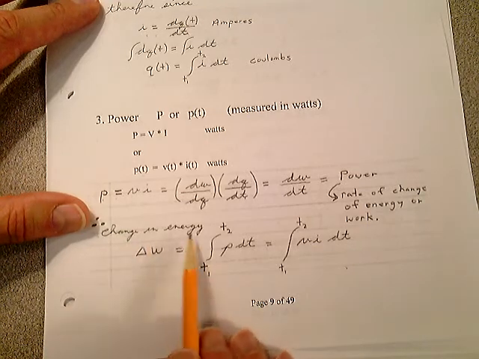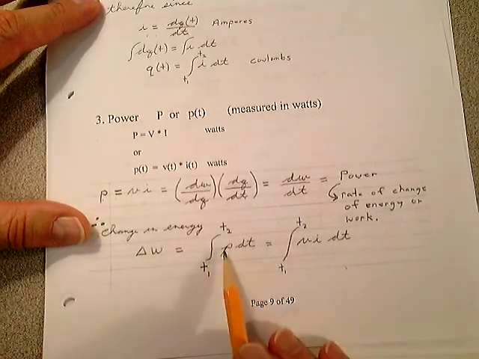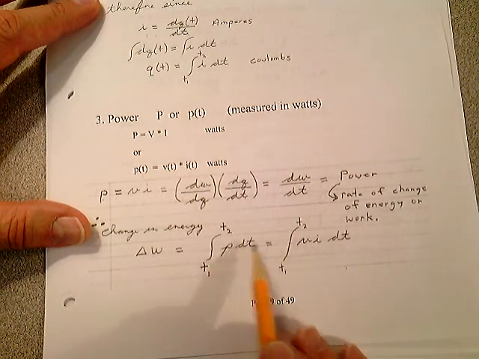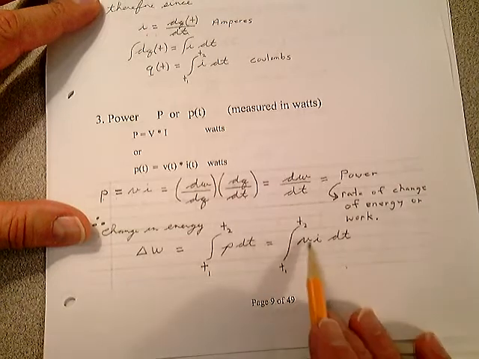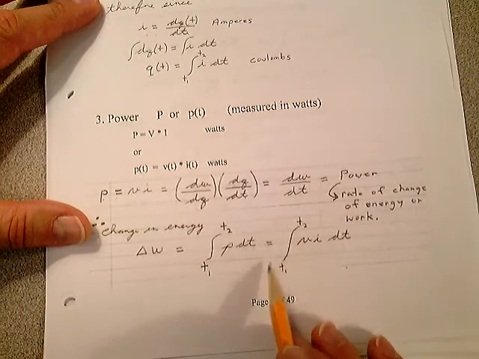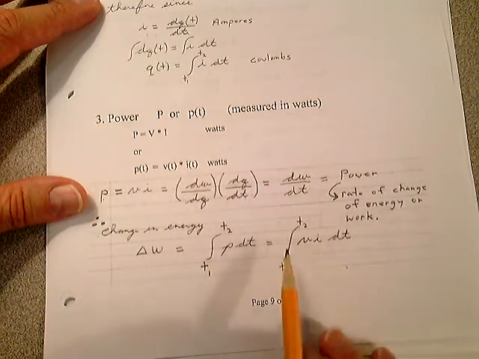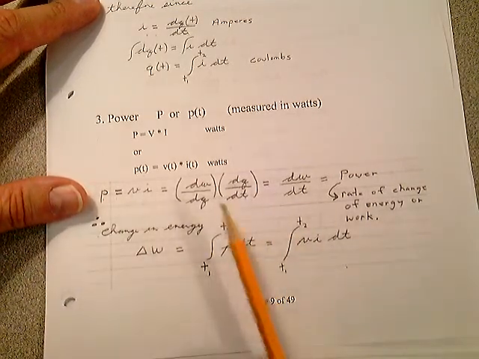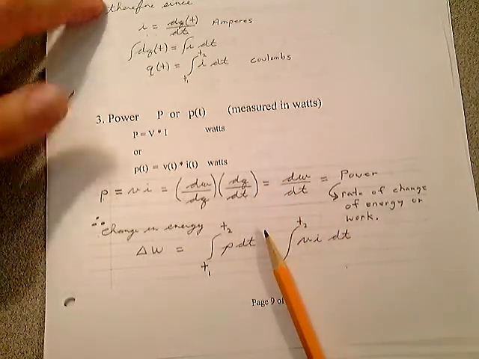Therefore, the change in energy, delta W, is equal to the integral between limits of p dt, which is equal to the integral from T1 to T2, those limits, whatever they may be in your problem, of V times I dt. And you're going to have some homework problems. You're going to have to use this. But here's all the information you need.